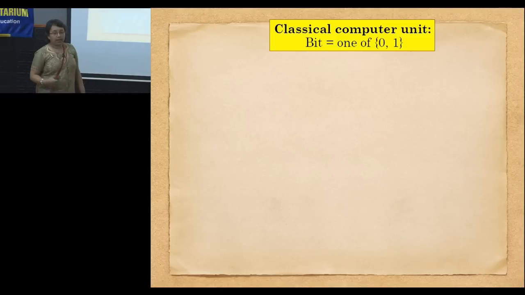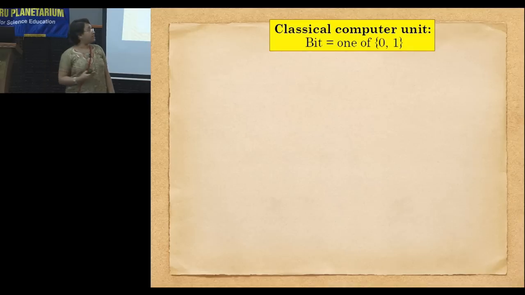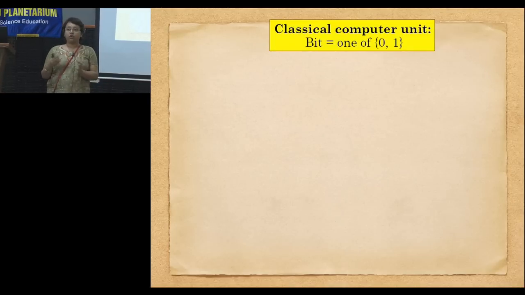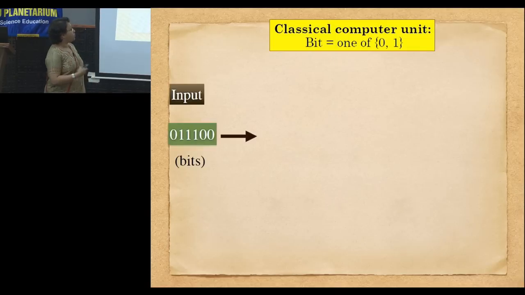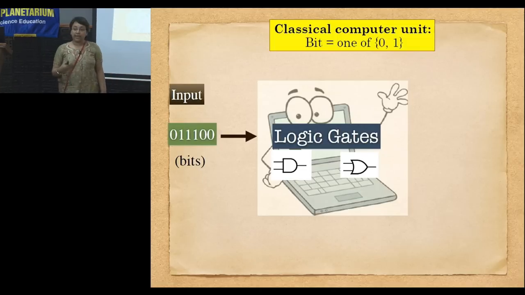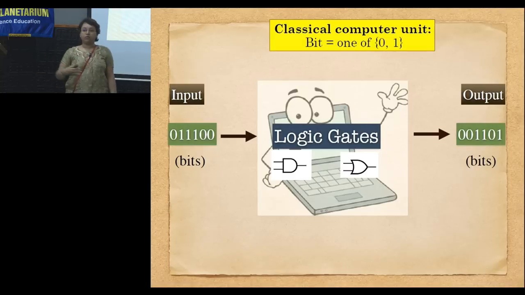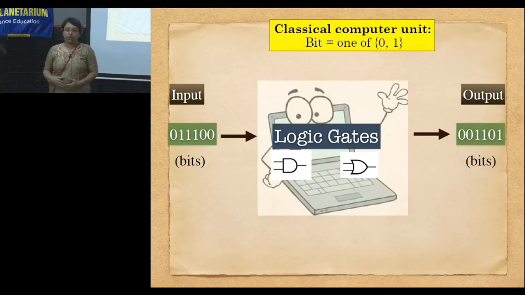Usually in the classical computer that we use every day, the basic unit is the bit, that is, one of zeros or ones. How it works is we give certain input, and the input is usually translated into bits, so a certain array of zeros and ones. Then the computer manipulates it by performing certain gates, which I am not going to discuss, and gives us certain outputs in terms of bits. So this is the basic way our normal computer works.